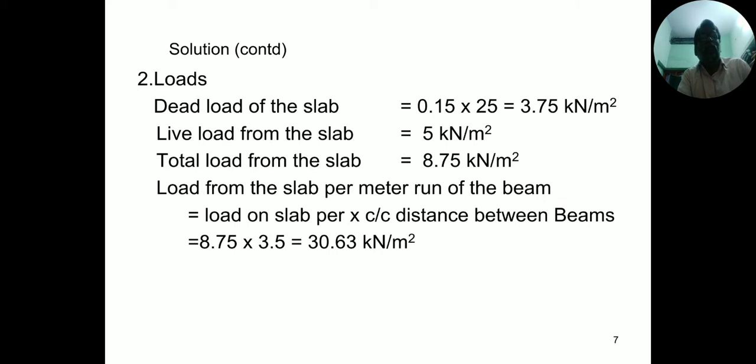Note down: load from the slab for meter run of the beam is equal to load on the slab into center to center distance between the beams. That is 8.75 kilonewtons per meter square into 3.5 meters. One meter cancels. The unit is 30.63 kilonewtons per meter, not meter square. Note down.